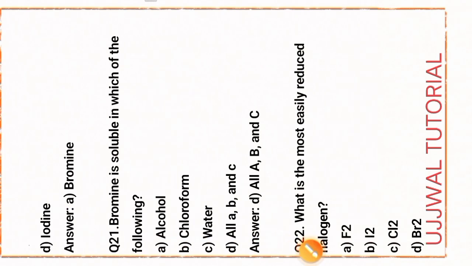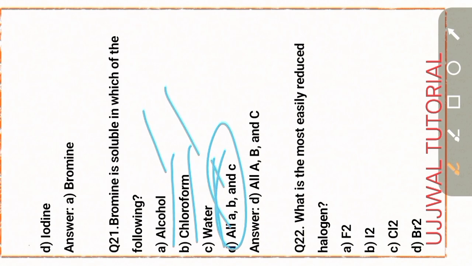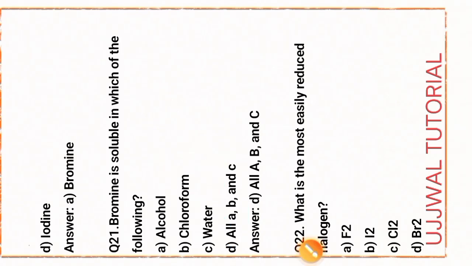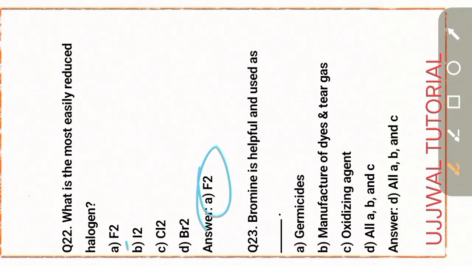Next question, bromine is soluble in which of the following? Option A, B, C, that is option D is the right answer. That is alcohol, chloroform and water. Okay, next question number 22. What is the most easily reduced halogen? That is fluorine, F2. Option A is the right answer.